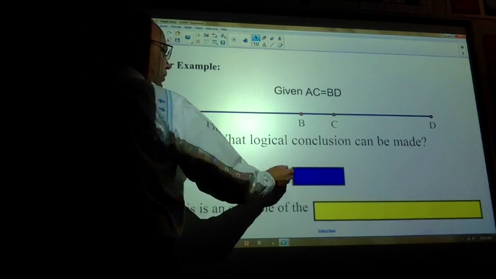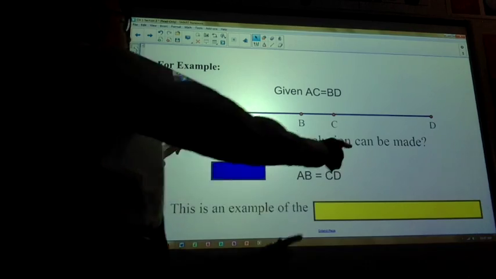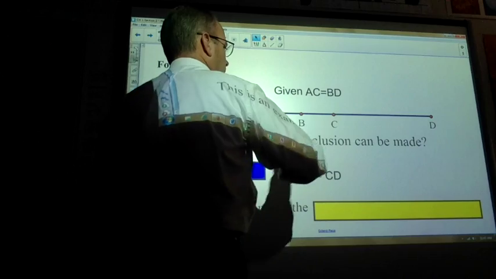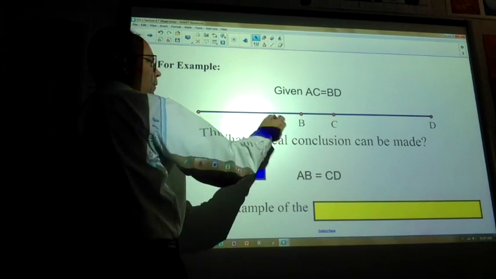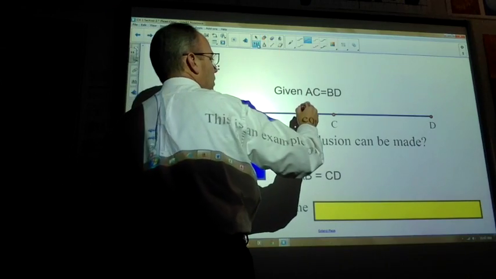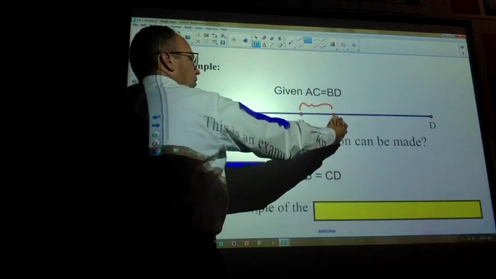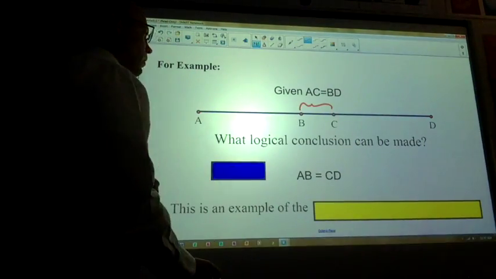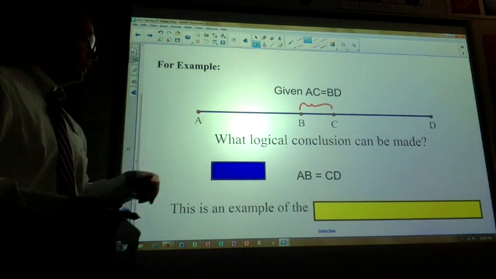What logical conclusion could be made? We could say that AB, so if we knew that AC is equal to BD, if I were to subtract this little amount, so if I wanted to remove this, being I'm taking that from AC and I'm taking it from BD, and they told us that AC and BD are equal, what logical conclusion could be made? The segment from A to B is equal to C to D.